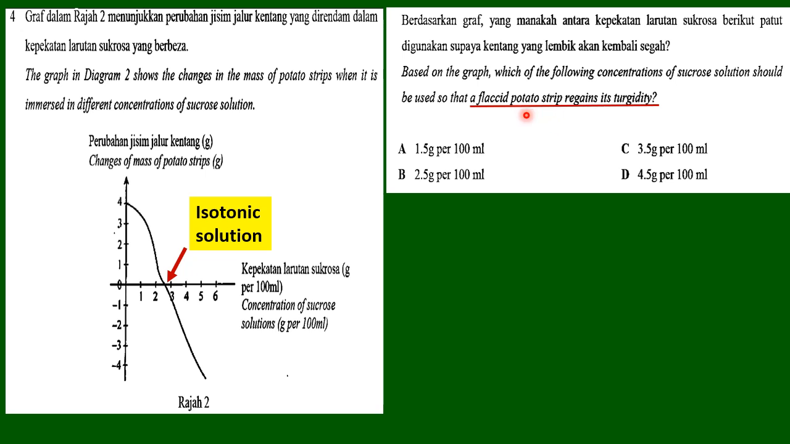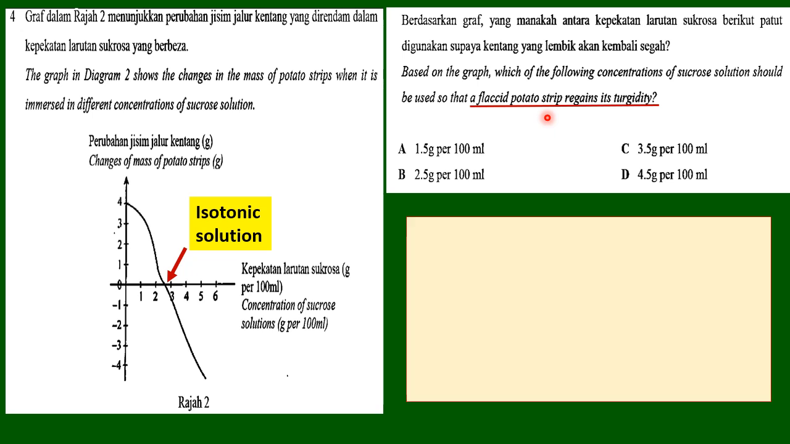So for this to occur, we must place the flaccid potato strip in what type of solution? Is it a hypotonic, isotonic, or hypertonic solution? Yes, we must place it in a hypotonic solution so that water can diffuse into the cells from the hypotonic solution by osmosis. And then the potato strip will regain water and it will regain its firmness.